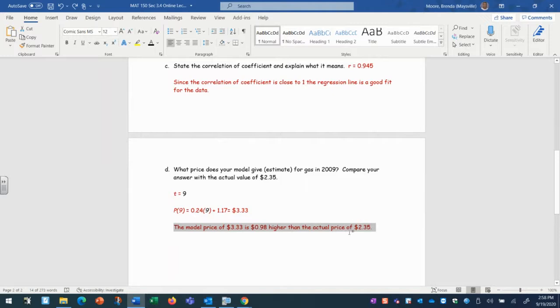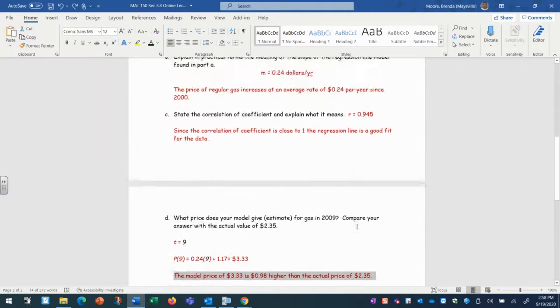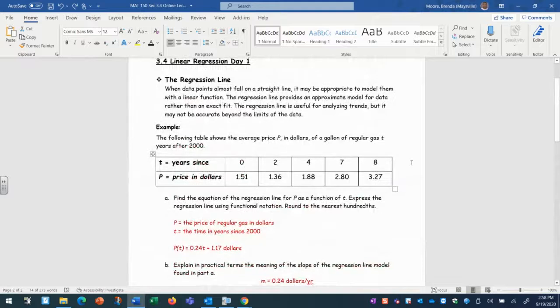Now, this model gives a price that's a lot higher because 9 is not in our range. 9 is outside of the highest, which is 8. If I used it for numbers between 0 and 8, it would be closer to the actual number most of the time. So your regression model is a good line to estimate data points that are missing on your table as long as the numbers you're using are within the range. But we can use it for future values also to give us an estimate.